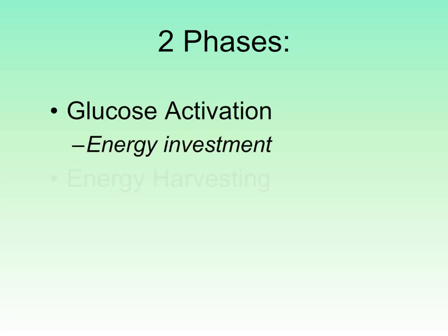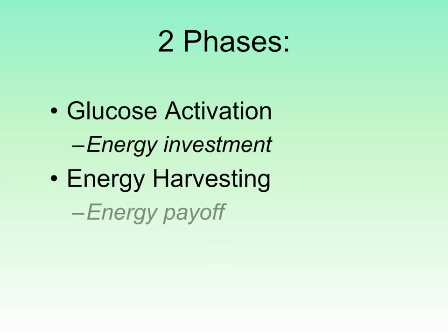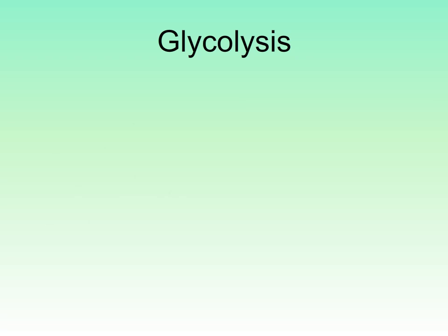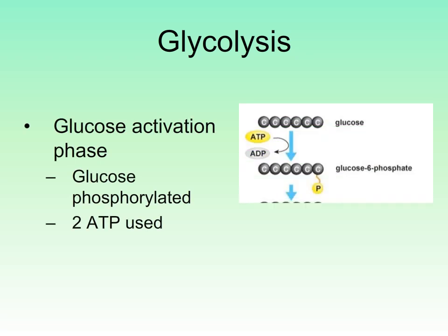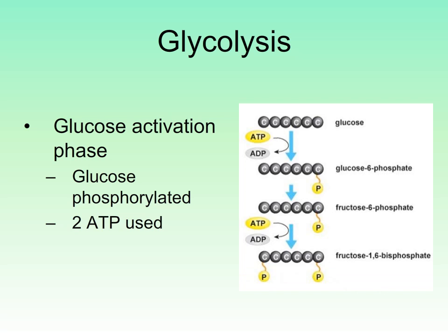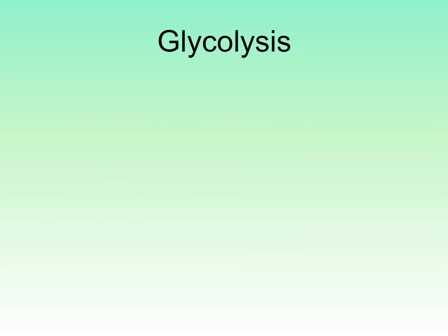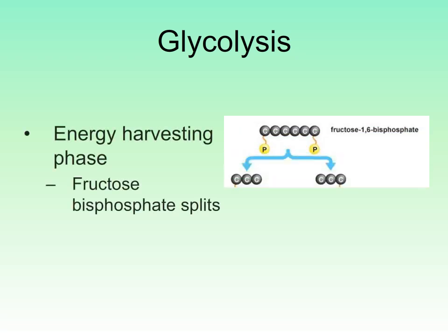The energy activation phase involves an investment of energy, while the energy harvesting phase will be a payoff from our investment. In the glucose activation phase, 2 ATP molecules are invested to phosphorylate the glucose molecule. When the first ATP molecule adds a phosphate, glucose becomes glucose 6-phosphate. A second ATP adds a phosphate, and we get fructose 1,6-bisphosphate. The 1 and 6 of this name mean that the phosphates are on the first and 6th carbons. The molecule is now unstable with those 2 high-energy phosphates added on. This leads to our second phase.